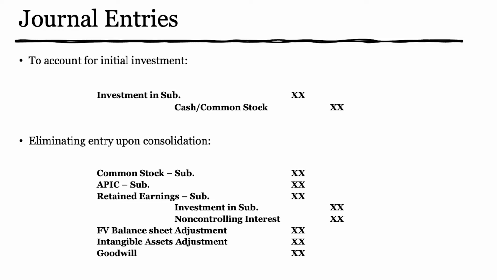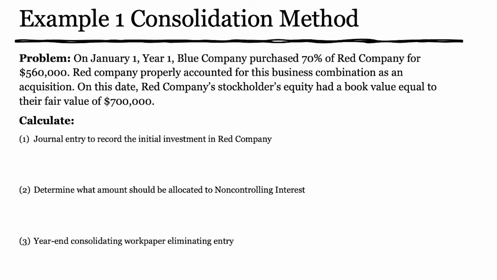And they're going to want to debit out their fair value balance sheet adjustment, intangible asset adjustment, and any goodwill related to that purchase. Again, the fair value adjustment and the intangible asset adjustment might be a little confusing just being described to you, but we're going to take a look at some examples later on in the video that hopefully clarifies that up.